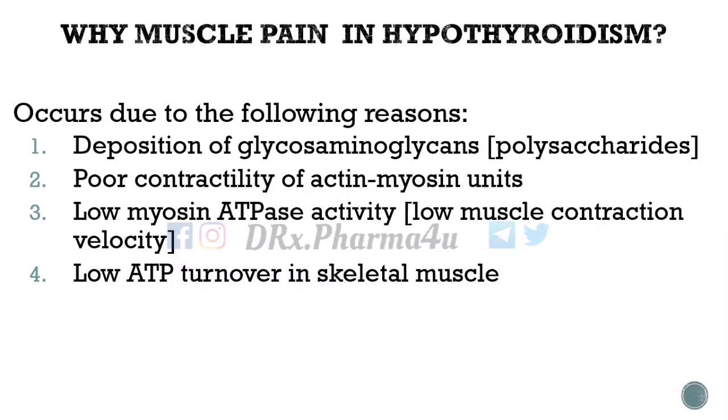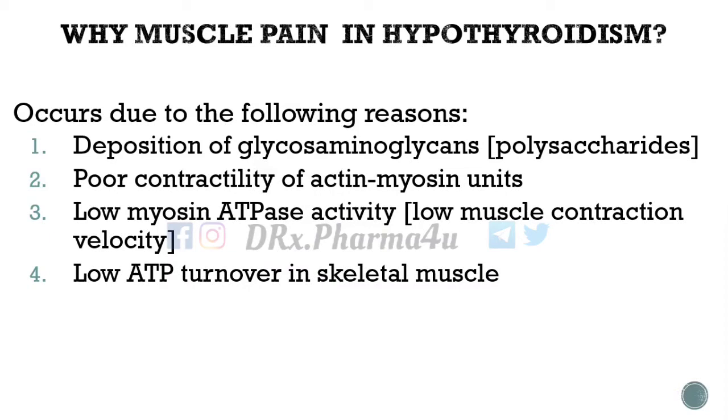Why muscle pain in hypothyroidism? These are some technical terms. There are some reasons mentioned here. Deposition of glycosaminoglycans. If you study glycogen storage diseases, then you will come across this term. Glycosaminoglycans, if they are deposited, are actually very dangerous in nature. These are polysaccharides, so they can cause muscle related problems.